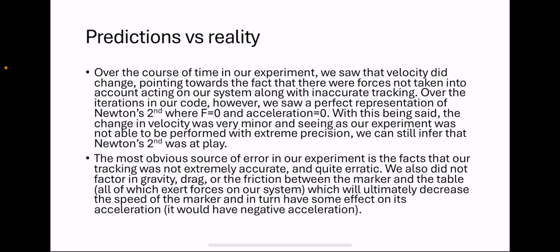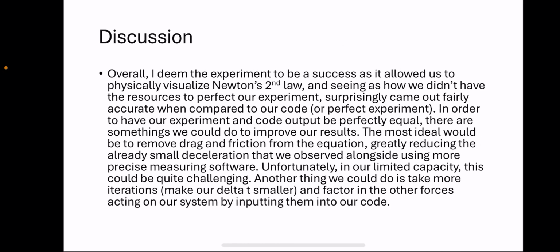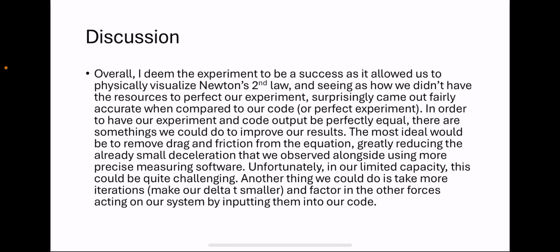The most obvious source of error in our experiment is the fact that our tracking was not extremely accurate, and we also didn't factor in gravity, drag, or the friction between the marker and the table, which caused the marker to decelerate. Overall, I think the experiment was a success as it allowed us to physically visualize Newton's second law, and seeing as how we didn't have the resources to perfect our experiment, the results surprisingly came out pretty accurate.